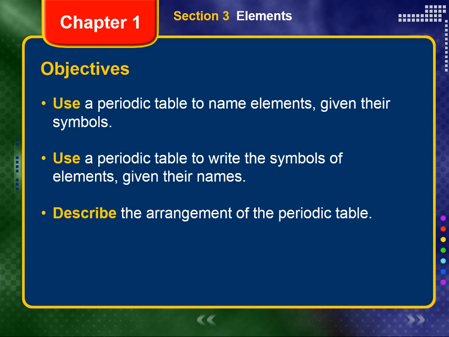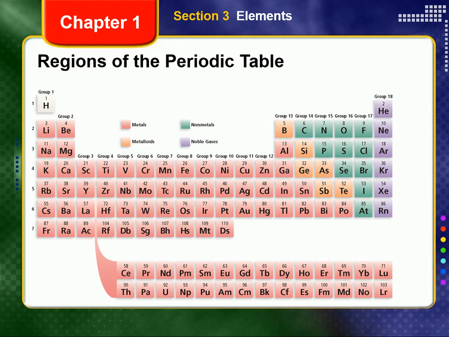At the end of this video, you should be able to use a periodic table to name elements given their symbols, use a periodic table to write the symbols of elements given their names, and describe the arrangement of the periodic table. Chapter 1, Section 3, Elements.